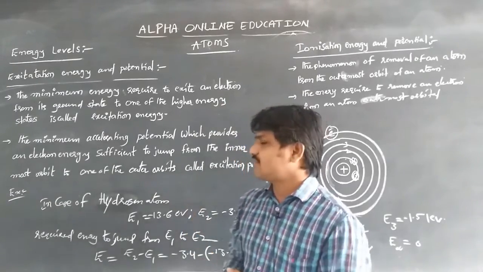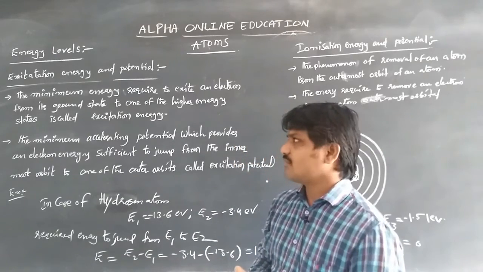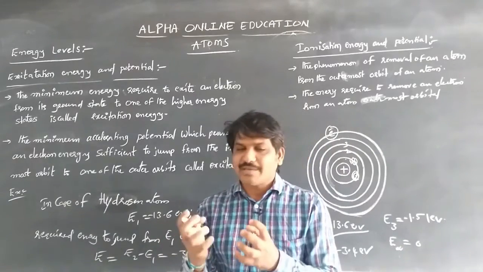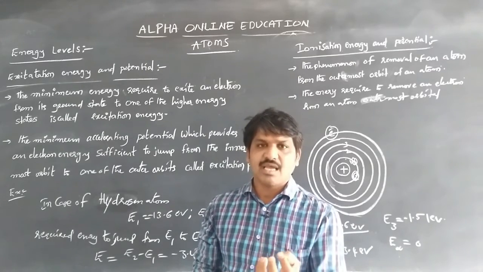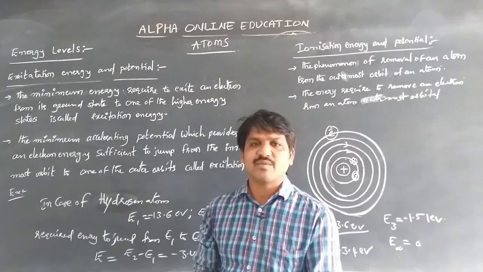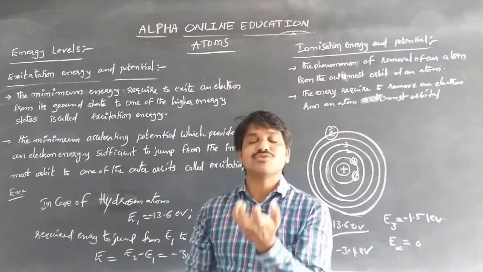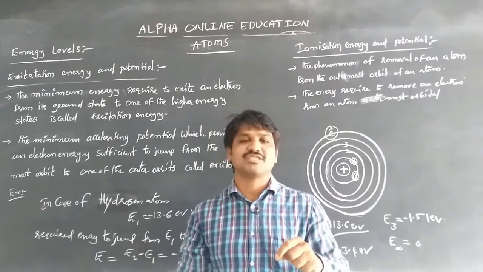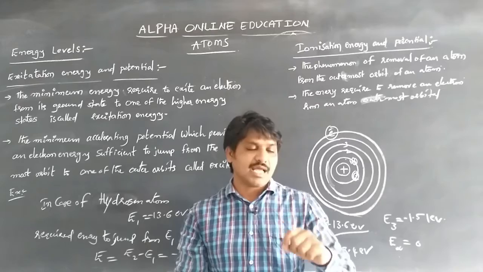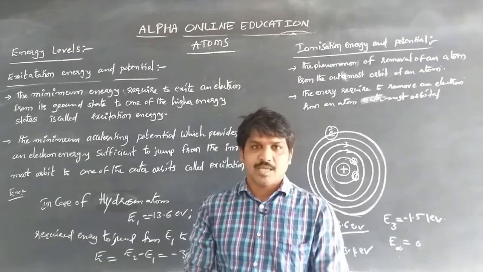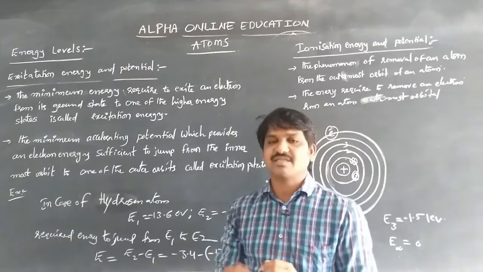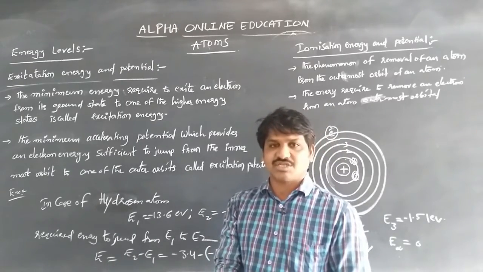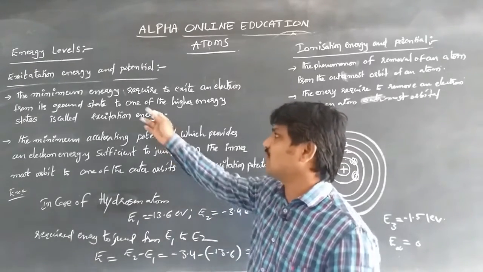But if some minimum energy is absorbed by the hydrogen atom, the electron gains some energy and becomes excited, ready to jump from the ground state orbital to another outer orbital. It is excited by absorbing some energy. That process is called excitation.